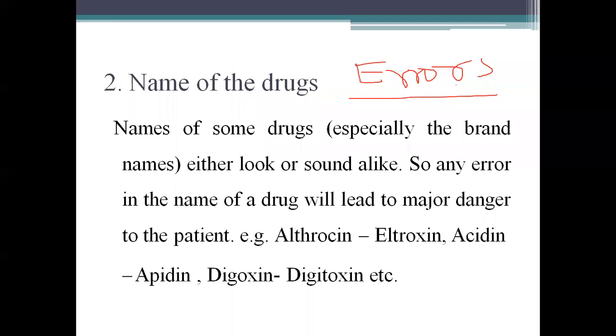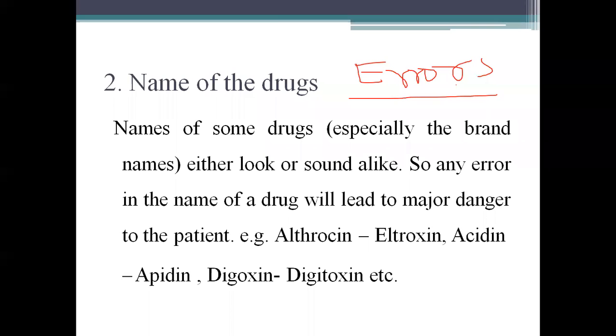Okay, they sound the same, but in writing, if Digitoxin is written and the pharmacist reads it as Digoxin, or if Acidin is written and read as Apidin, if Apidin is written and read as Acidin, if Iltroxin is written and read as Althrocin, or even if they just look similar.